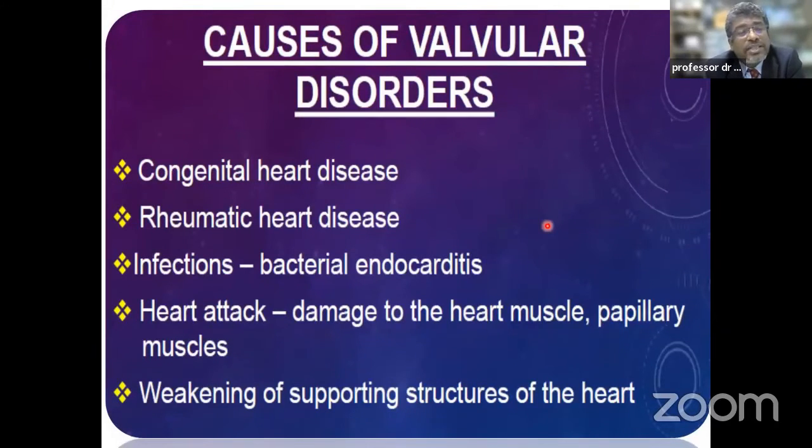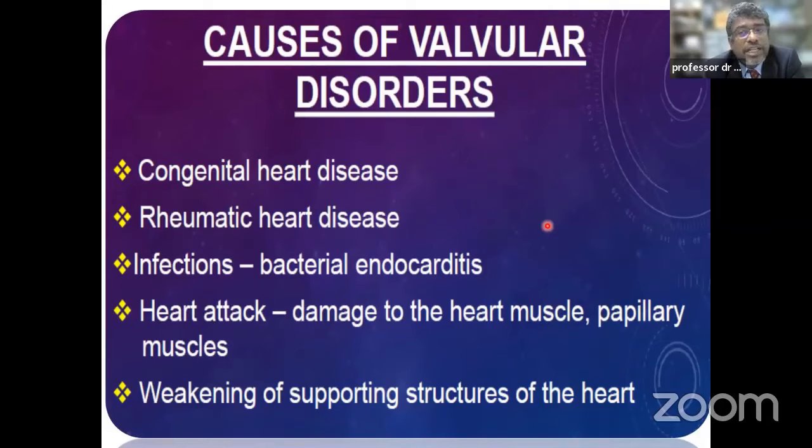So what are the causes of valvular disorder? There may be congenital heart disease. Usually a patient with a congenital cause of valve involvement presents in an earlier age group, that is a younger patient below 20 years, or maybe within 20 to 30 years. Rheumatic heart disease usually presents in the second decade, that is 10 to 20 years or 10 to 25 years.